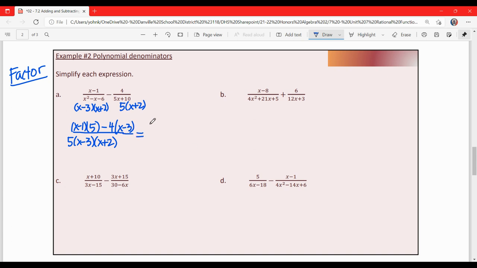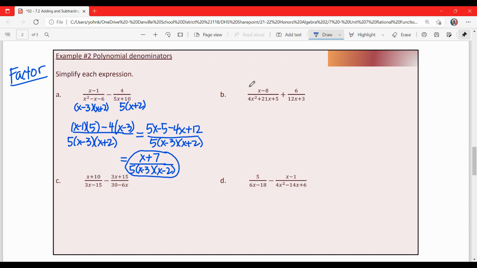Now I'm going to distribute. So x minus 1 times 5, that's 5x minus 5. Then I have minus 4x, and then I have plus 12. And that's all over 5 times x minus 3 times x plus 2. Okay, now I need to combine like terms. So in the numerator, 5x minus 4x is x. Negative 5 plus 12 is 7. And I can't do anything on the bottom. Don't multiply it out because you might have to factor it out in order to see if anything simplifies. So there's my answer.